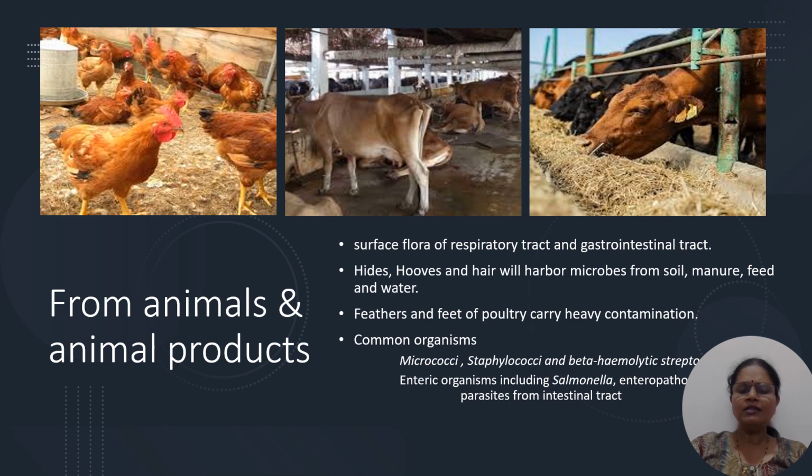Now these fleshes that are eaten usually will be cooked thoroughly, but sometimes if they are not heated properly or cooked thoroughly, then the microbes can very well survive in the food and can cause spoilage or disease when they are consumed. And again, in this slide at the end, I have mentioned some common bacterial genera that are seen in the foods.